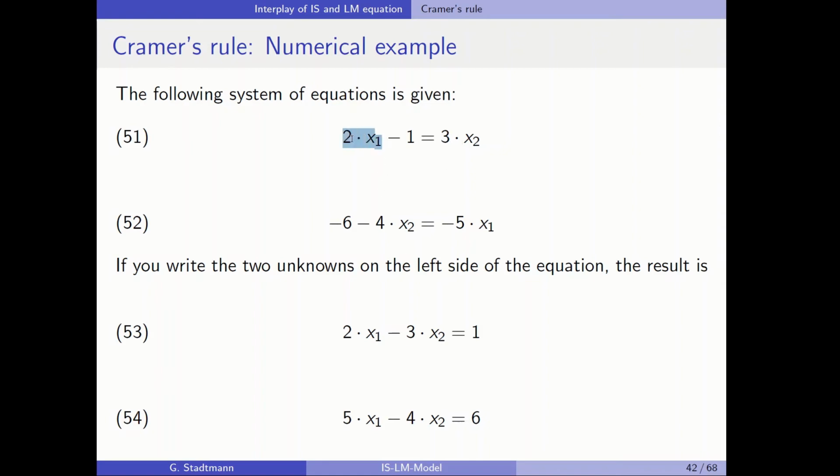So 2x1 on the left-hand side, and then we also put this 3x2 on the other side of the equation, and it pops up on the left-hand side with a negative sign. If this -1 goes to the right-hand side, it pops up with a positive sign. Then, when we put this -5x1 on the left-hand side, it pops up here with a positive sign. Then there is a -4x2 on the left-hand side, and when we put this -6 on the right-hand side, it pops up with a positive sign.